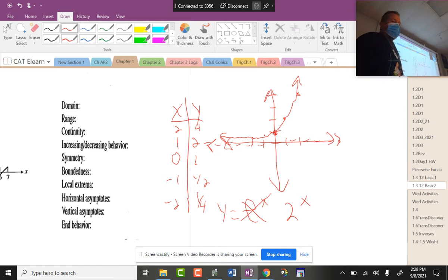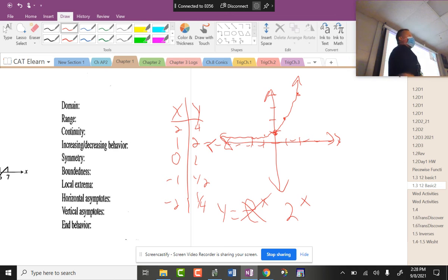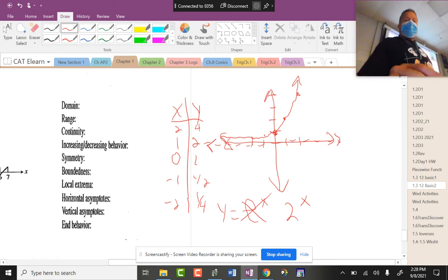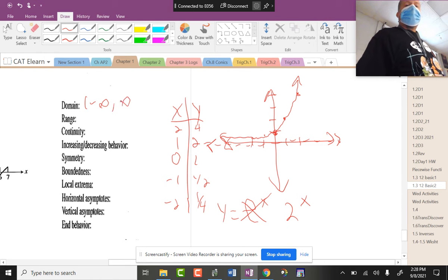Okay, so what's the domain? Are there any restrictions on what I can plug in for x? Or can I just raise this to any power I want? The answer is there's no restrictions. Now we go over here. -infinity to infinity. Sorry for my chicken scratch.